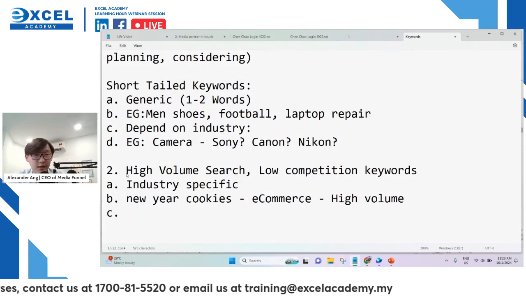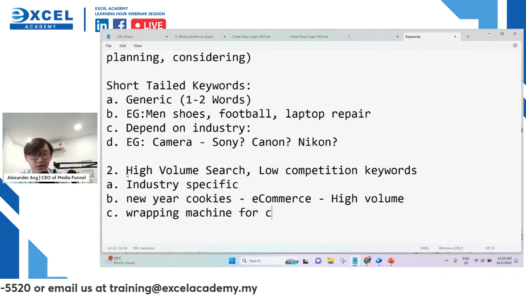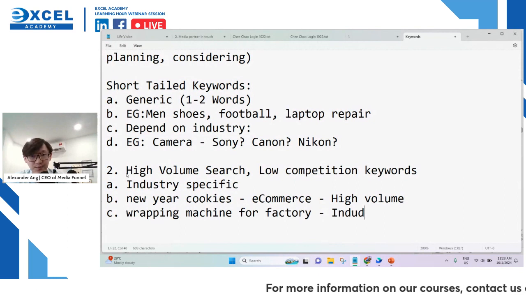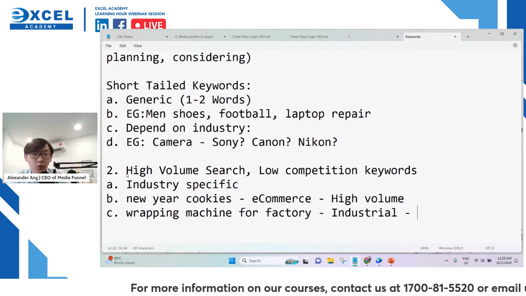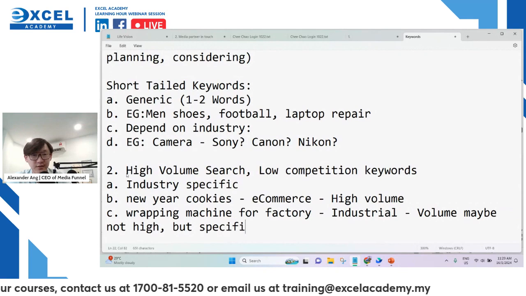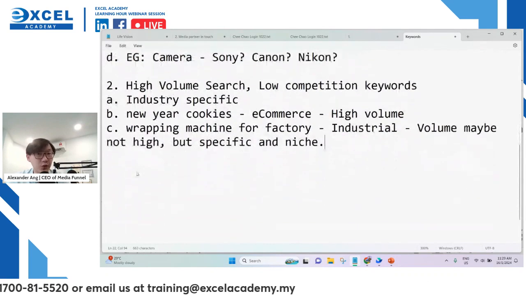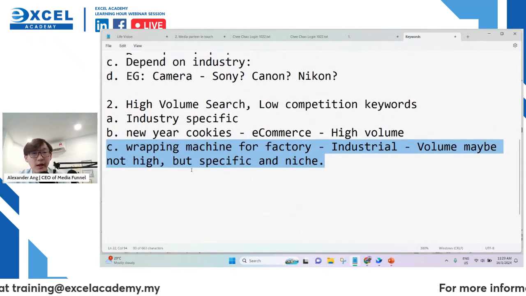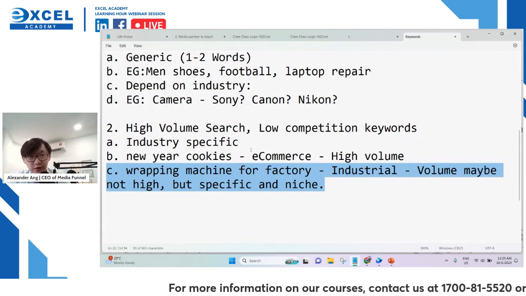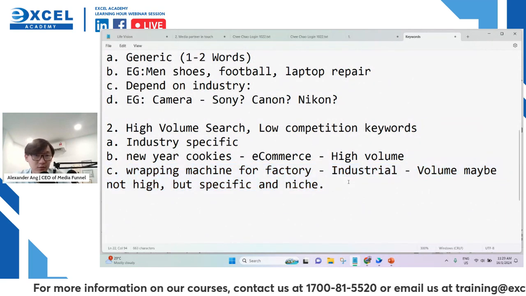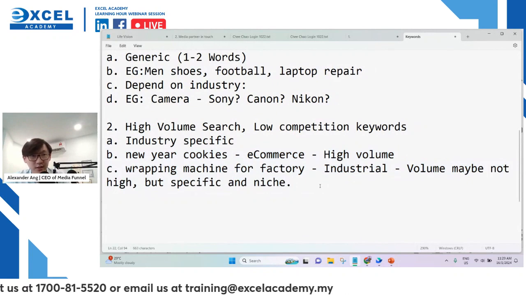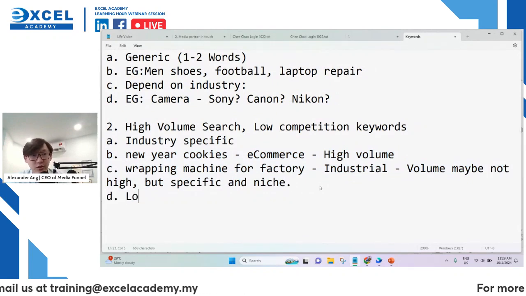Now, what if I type "wrapping machine for factory"? So these are very industrial based, right? Industrial. So your volume may not be high, but specific and niche. It still works. It still works. That is why understanding your own business and the intention of the consumer behavior is very important. It's so much more important than just typing in keywords and deciding what to use. Okay. So this is one idea on doing that. Now the other thing is to look at competition, low competition.